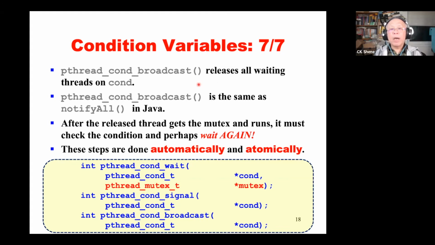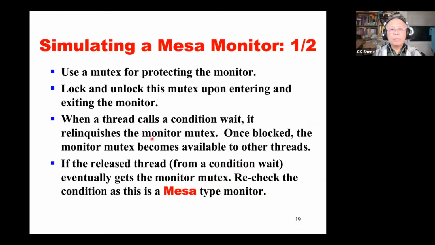Now, Pthread condition broadcast releases all waiting threads on the condition variable. So Pthread condition broadcast is the same as notify all in Java. After the released thread gets the mutex back and runs again, it must check the condition and perhaps wait again. So this is the condition variable discussion. Now, if you feel that you missed something, I strongly encourage you to watch the first few lectures of the Monitor series. There you learn a lot of conceptual and programming practice.